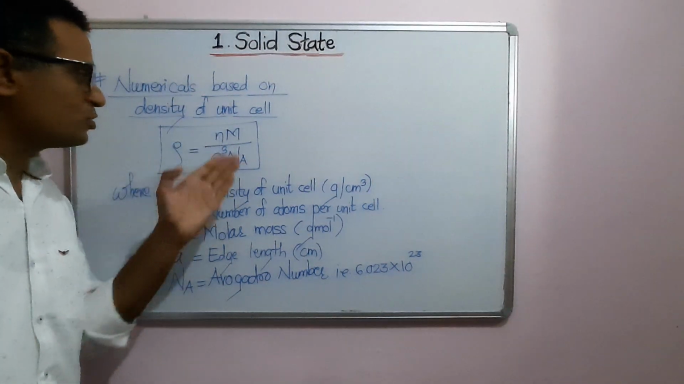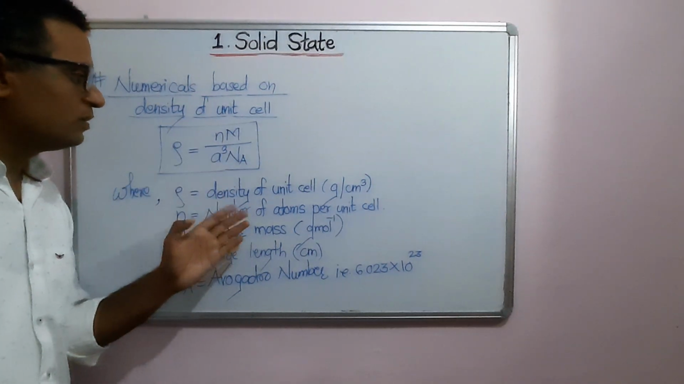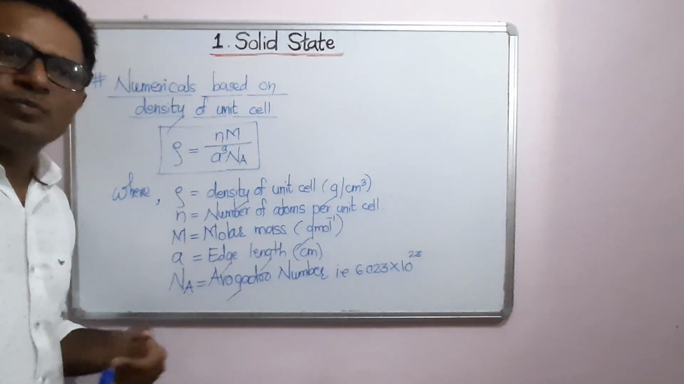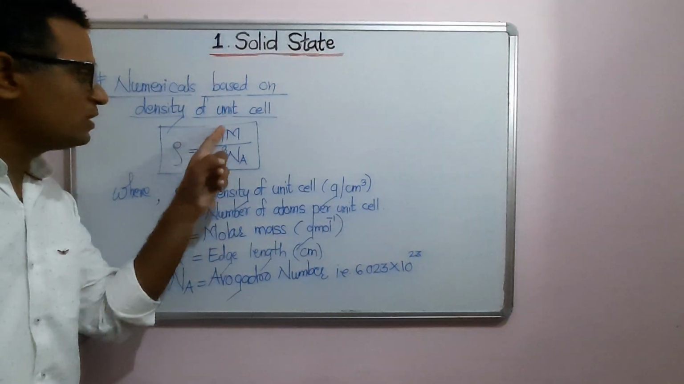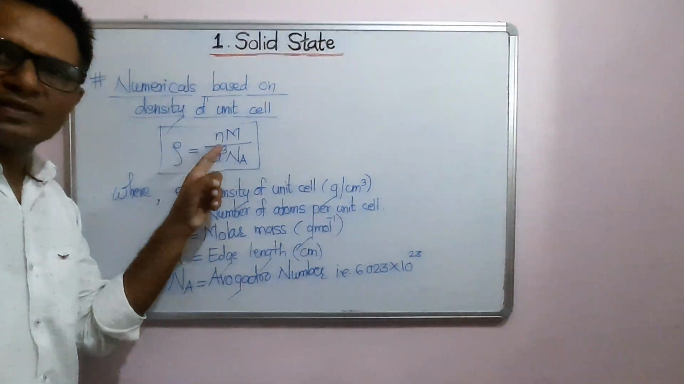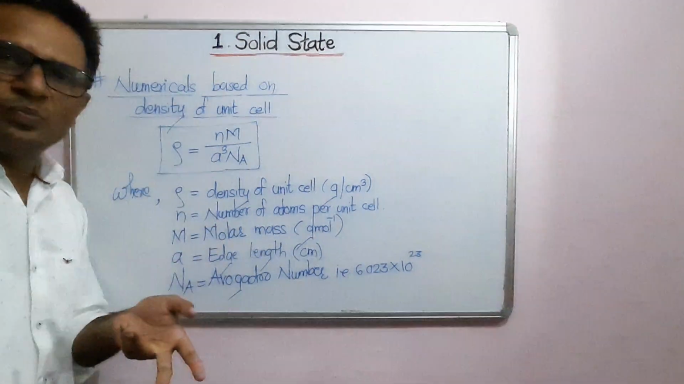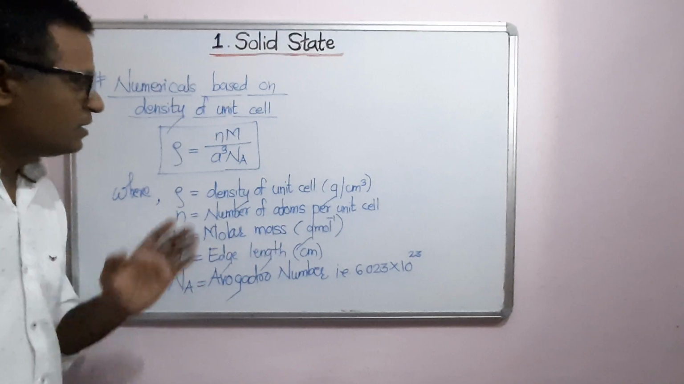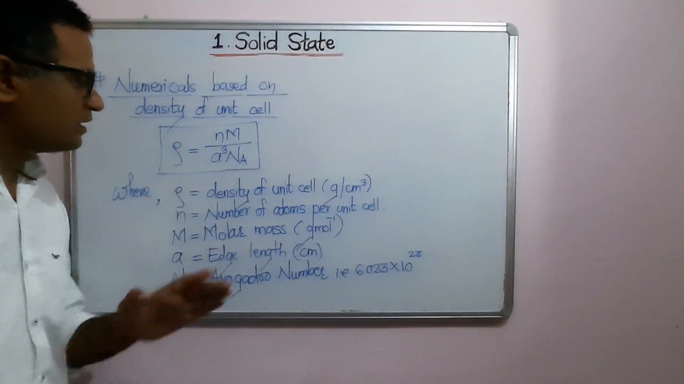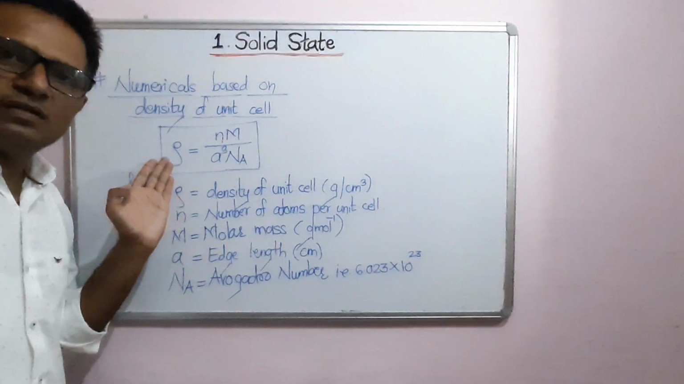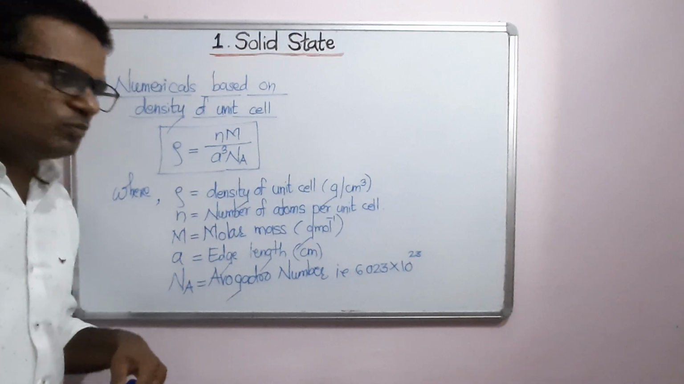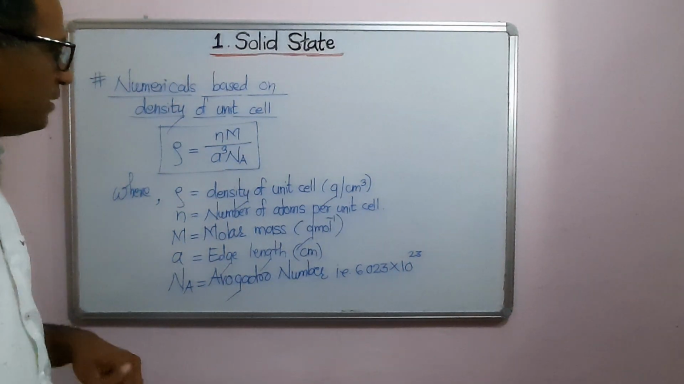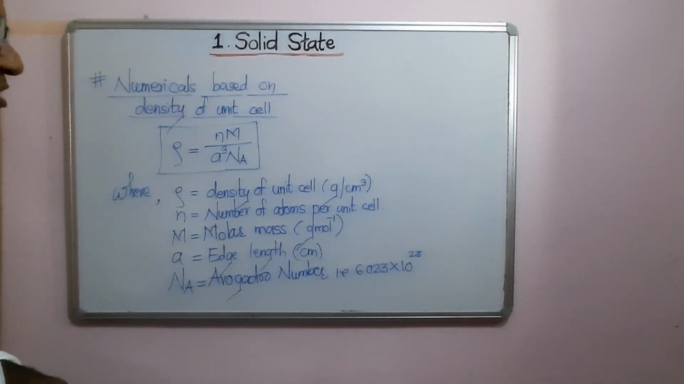Let's say suppose they ask what type of unit cell it is. That means you have to calculate the value of n. So if your n is equal to 4, that means your unit cell is FCC type. Or they may ask directly, straightforward, the density of unit cell. So you must be able to solve for any parameter out of these 5 parameters.